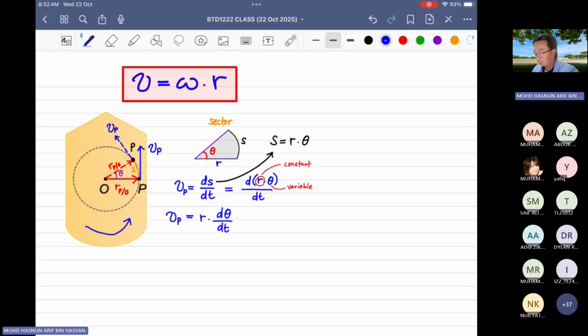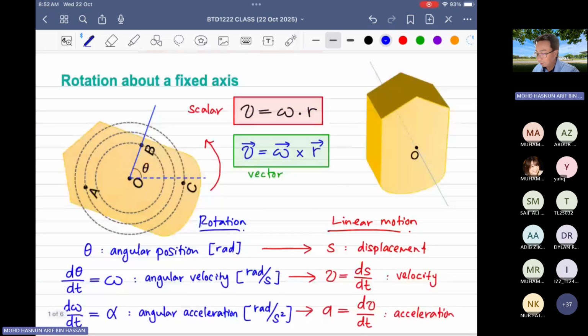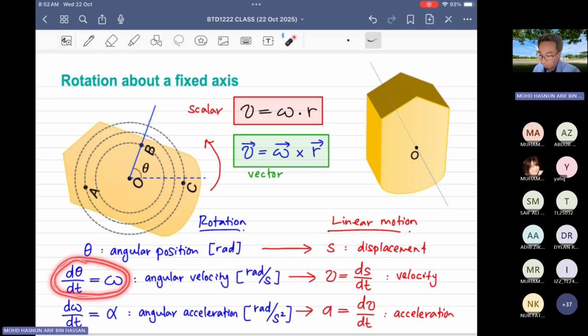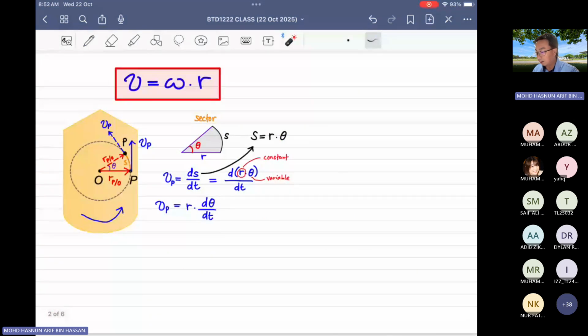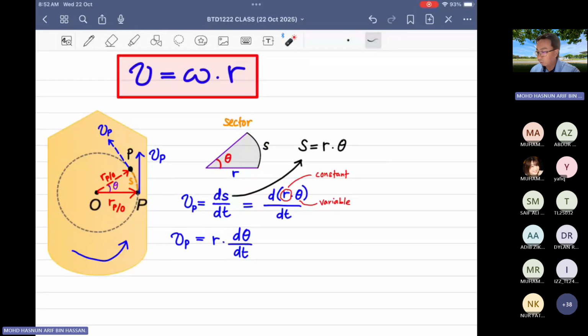So what is d theta over dt? From the previous lesson, we know d theta over dt is omega, which is the angular velocity. So this is how the equation V equals omega r was derived.